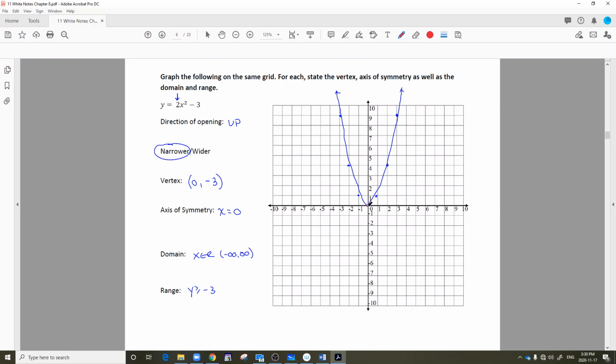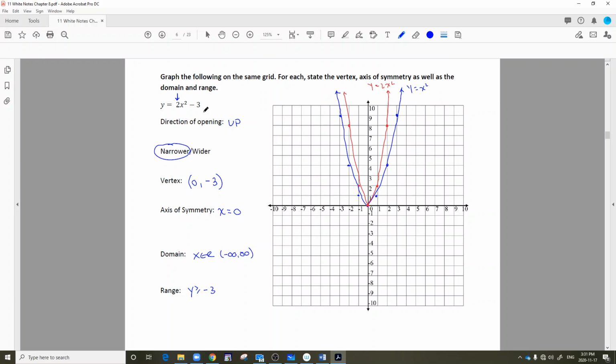So you're going to take all these points and you're going to stretch them. So 1 multiplied by 2 is 2. 4 multiplied by 2 is 8. And then I can't fit that one on. So 1 multiplied by 2 is 2. 4 multiplied by 2 is 8. And I get this narrower graph. Okay, that's step number 2. So this is y is equal to 2x squared, whereas the blue graph was y is equal to x squared.